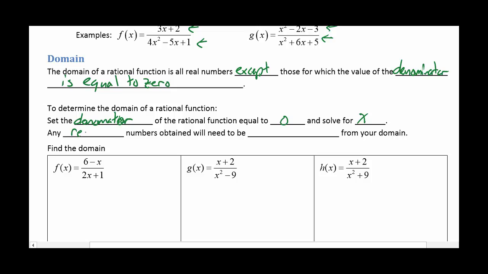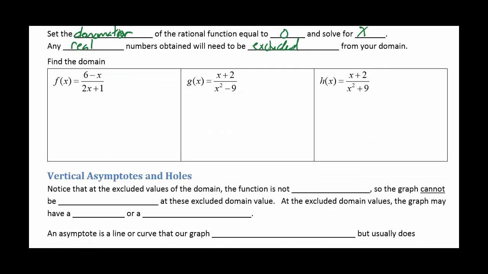Any real numbers obtained, now real does not mean like, oh, you mean unicorns and rainbows? No, I mean real numbers meaning not imaginary, so no i, but fractions, decimals, square roots, any of those. Any real numbers obtained will need to be excluded from the domain. Okay. So in each of these cases, we're going to set the denominator equal to 0 and solve. Well, technically, we're going to figure out what doesn't make the denominator equal to 0.